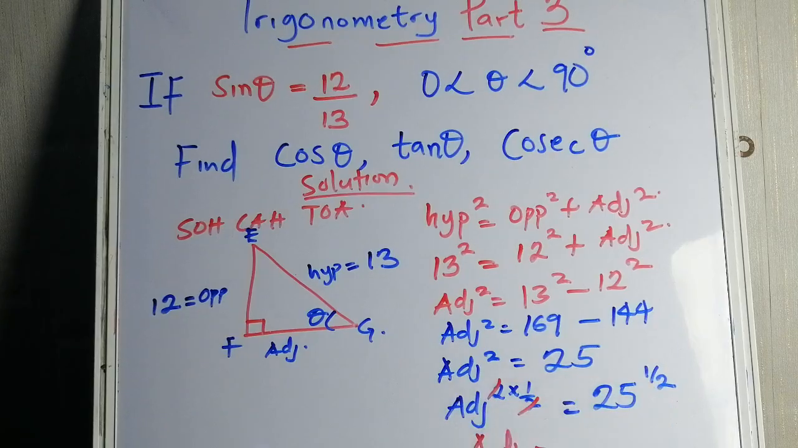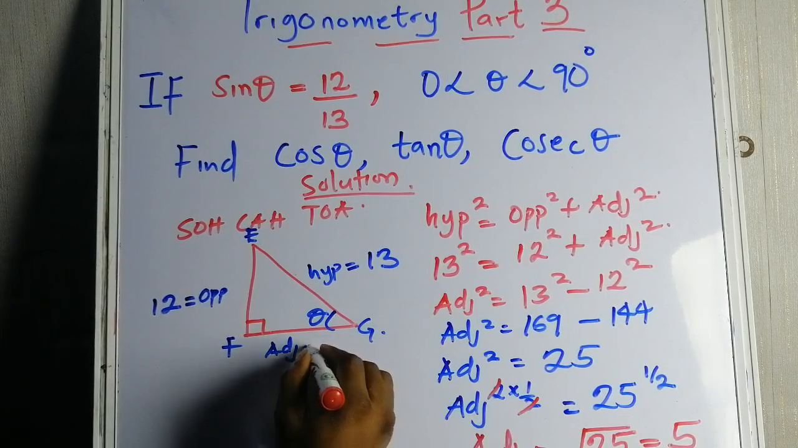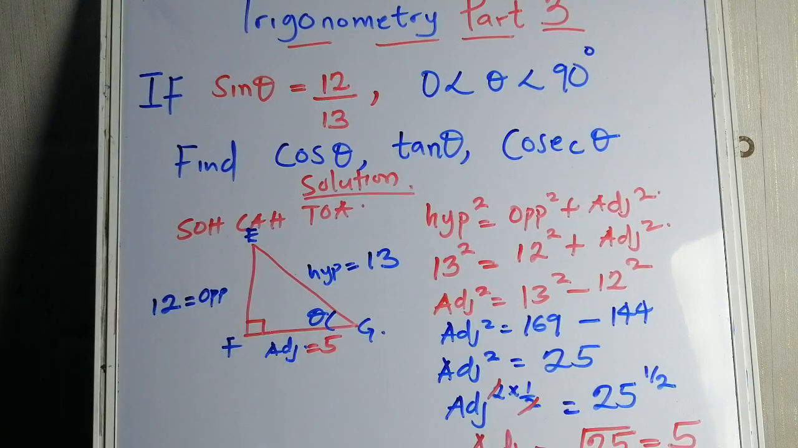So in indices, what does this mean? I've told you in indices, if you don't know this, please go through our indices part. Very simple. In indices, power half is simply the square root. Square root of 25 is what? 5. That implies that my adjacent is equal to 5. And I can come here and put 5.